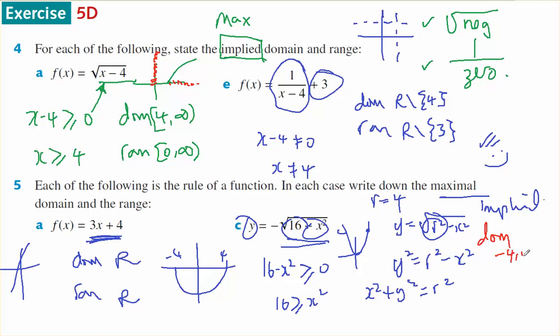is negative 4 to 4, and for the range, the lowest y value is negative 4 and the largest value is 0, inclusive and inclusive. Inclusive of negative 4 because the graph gets down there, inclusive here and here, because I can put negative 4 in here and 4, and I'd get the square root of 0, which is 0. So they're my answers.